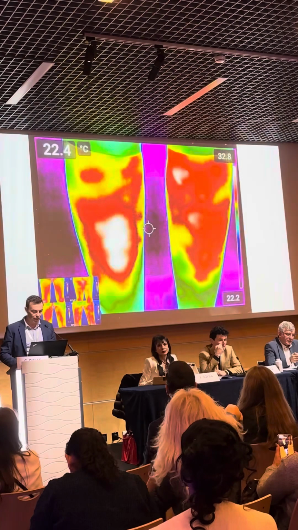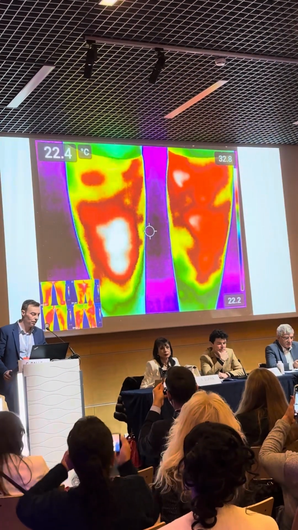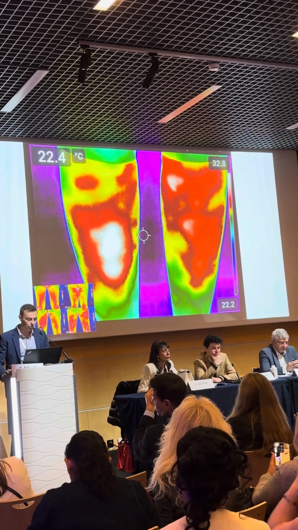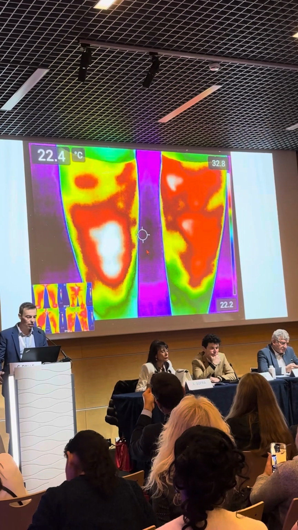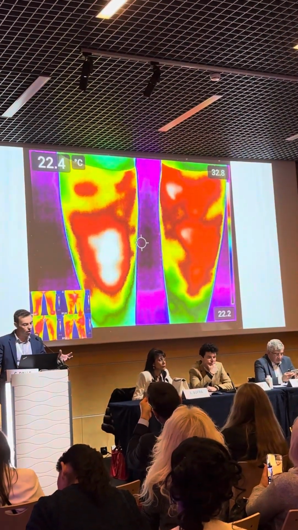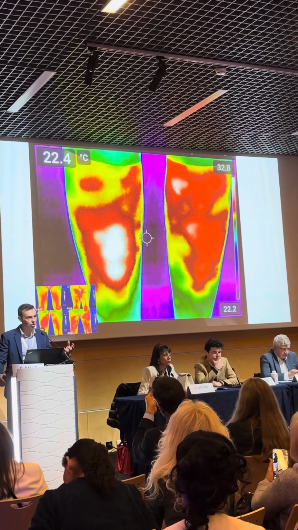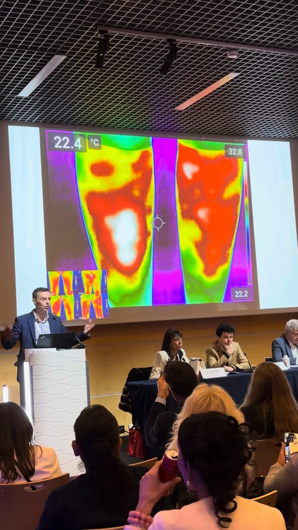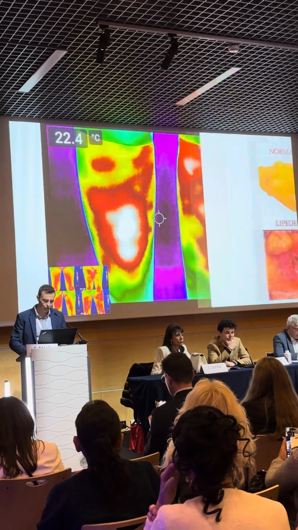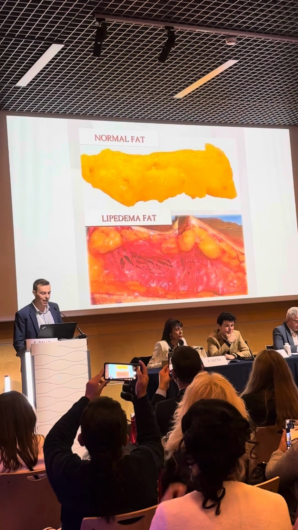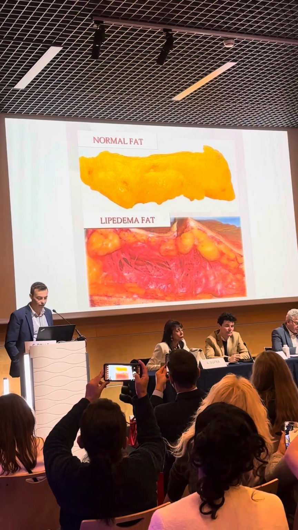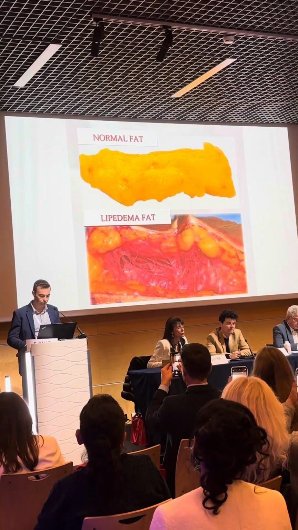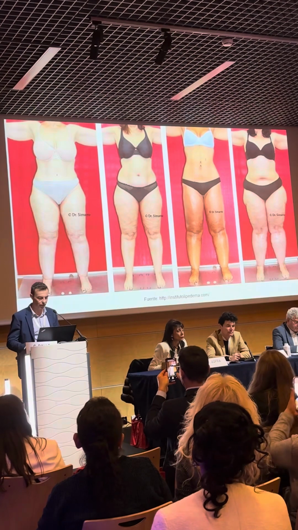And in this picture, you can see with infrared thermography the cold areas of subcutaneous fat, because the subcutaneous fat has low blood flow. If the oxygen doesn't arrive at the subcutaneous fat, it's very difficult for this fat to be oxidized and removed. Here you can see normal fat and lipedema fat with this type of nodes and fibrosis. You can take pictures if you want, don't worry.